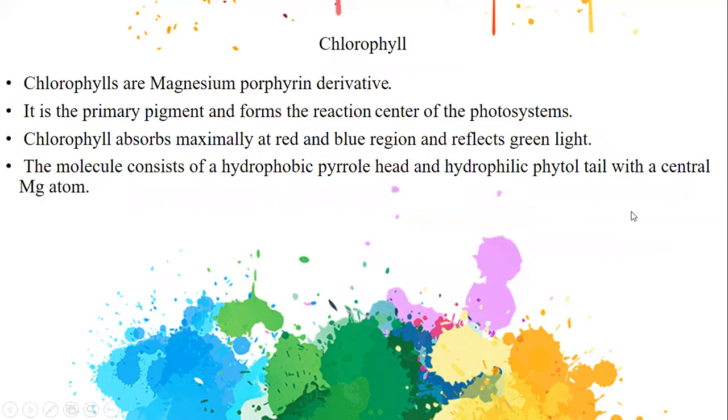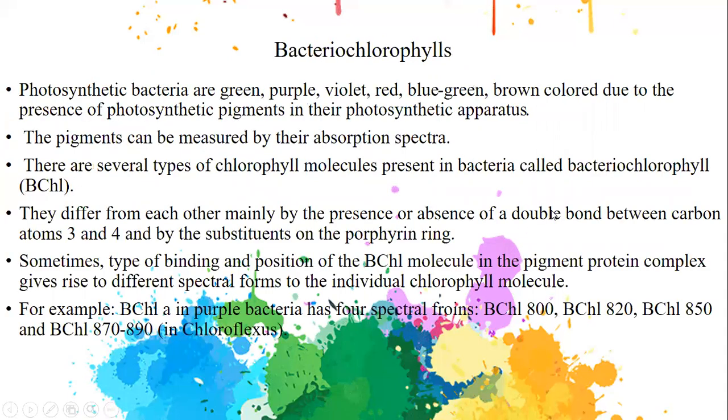Next, what is chlorophyll? Chlorophyll is a magnesium porphyrin derivative and the primary pigment present in the photosystem. It absorbs light maximally in the red and blue range, and it reflects green light. The molecule consists of a hydrophobic phytol tail and a hydrophilic porphyrin head with a central Mg atom. Bacteriochlorophylls are green, purple, violet. It tells about its color.